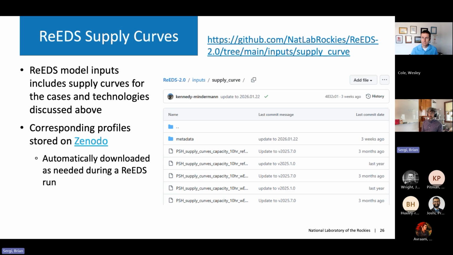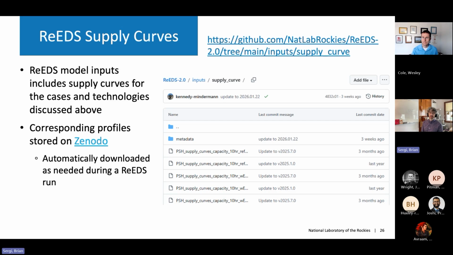So the availability components and the different costs and things like that data can be found directly on the ReEDS repo. There's an inputs supply curve folder, which contains a lot of the useful information with the total available capacity by site and things like that.